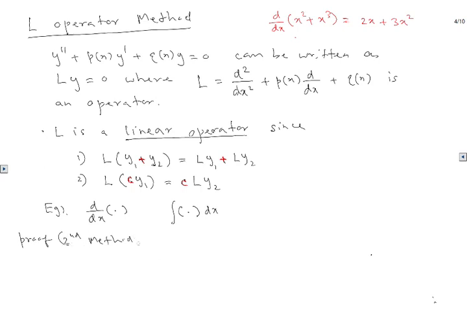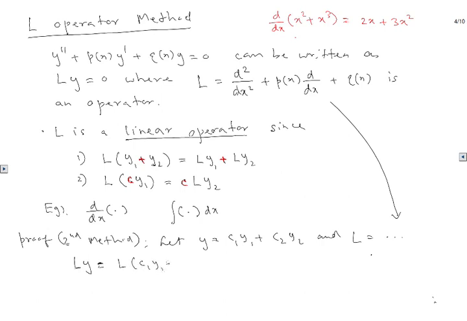Proof of the second method. We need to show that y is also a solution. We can operate on the two functions, since L is a linear operator, and L is the same one we defined here. Then you consider Ly, which is L of what? y is C1 y1 plus C2 y2.